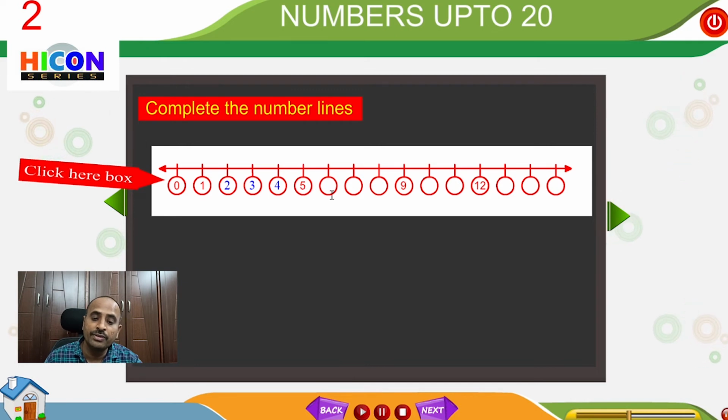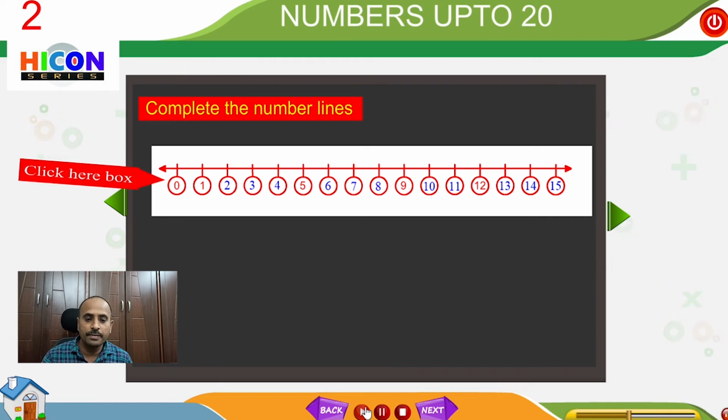After 5 the next mark is 6, and after 6 we will get 7, and after 7 we will get 8, and after 8 we will get 9 on the number line, and after 9 we will write 10, and after 10 we will write 11, and after 11 we will write 12. After 12 we will write 13, and after 13 we will write 14, and after 14 the number that comes will be 15. This is the way how to fill the gaps given in the number line.